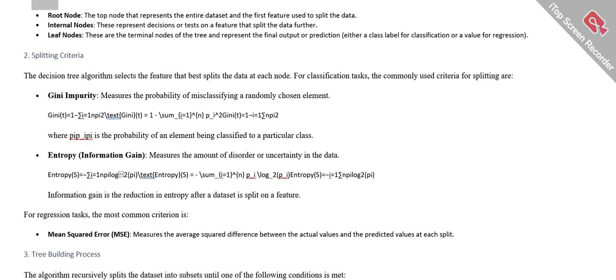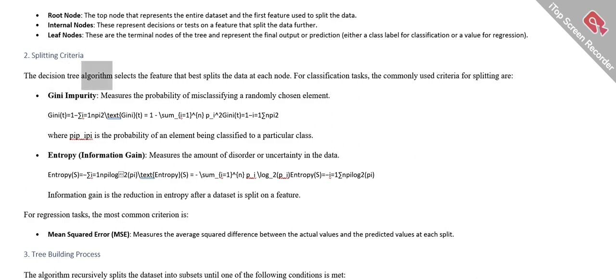1. How decision trees work. A decision tree consists of nodes, branches, and leaves. Root node: the top node that represents the entire dataset and the first feature used to split the data. Internal nodes: these represent decisions or tests on a feature that split the data further. Leaf nodes: these are the terminal nodes of the tree and represent the final output or prediction, either a class label for classification or a value for regression.